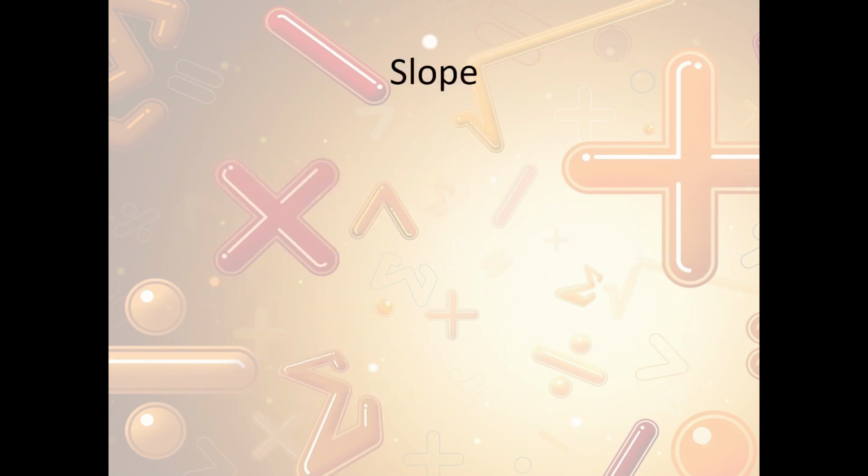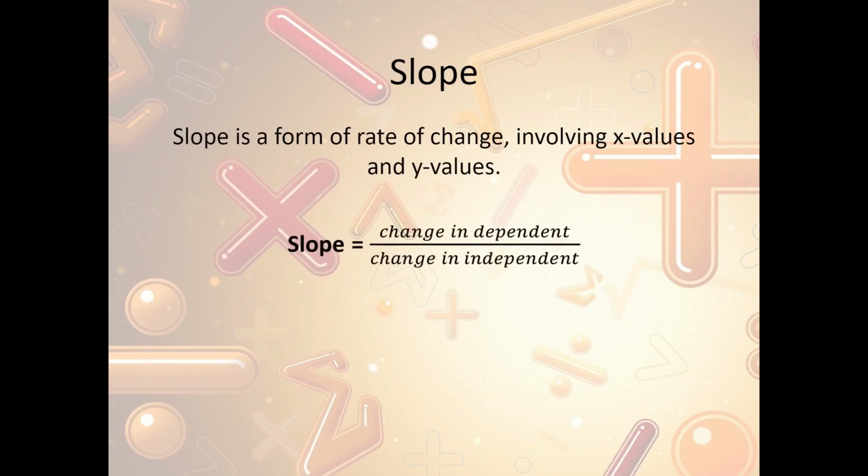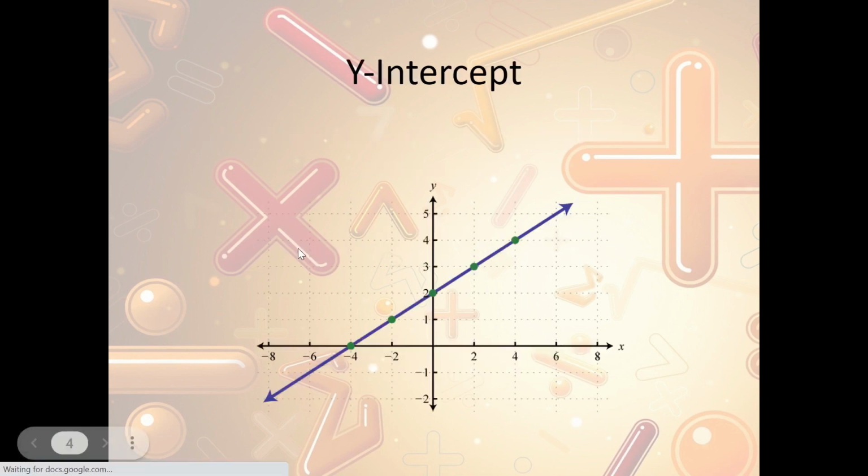Now let's talk about slope. What is slope? Slope is a rate of change involving x values and y values. Slope is known for being the change in the dependent variable over the change in the independent variable. Now what does that really mean? That really means that slope is the change in the y values over the change in the x values. So it's always y over x.